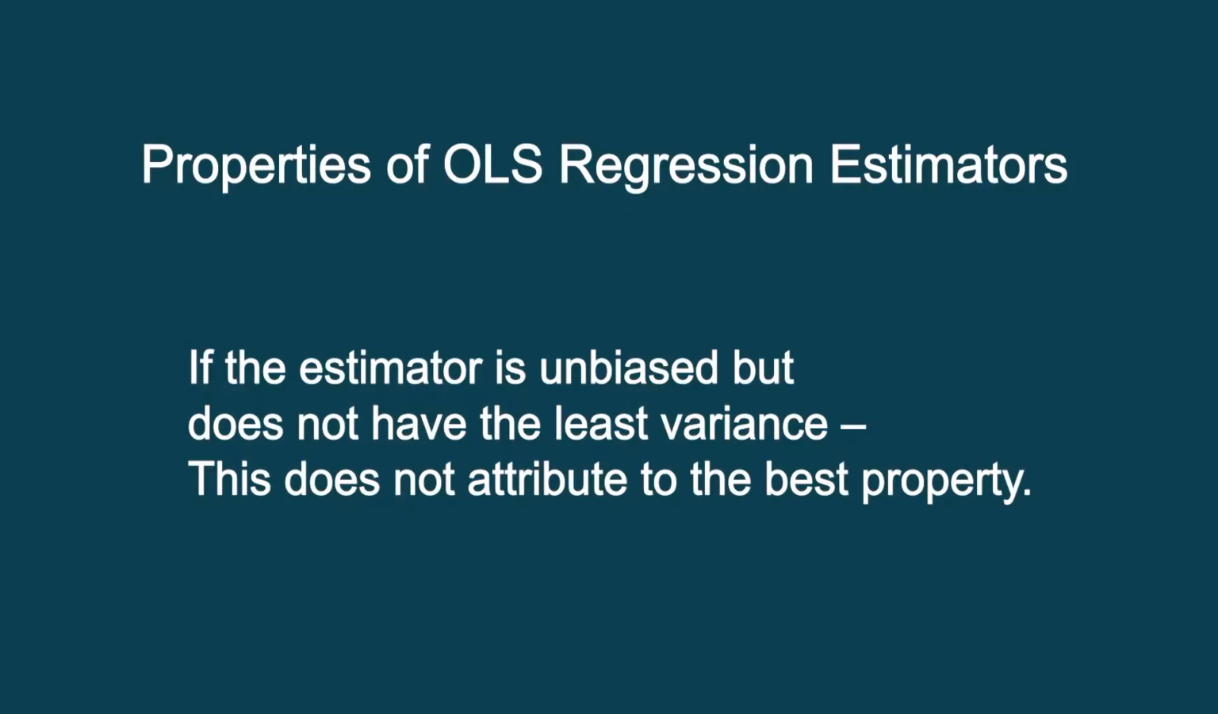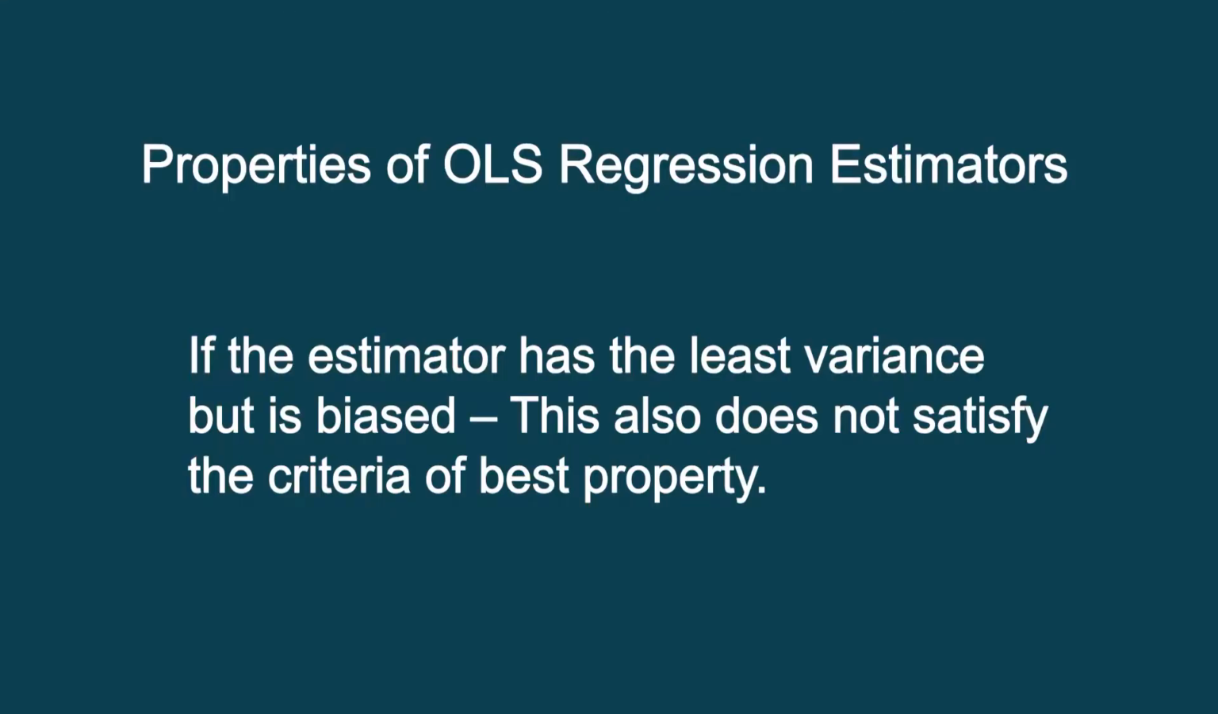Moreover, the variability should be constant. Whenever we consider the variability constant in the OLS assumptions, here we derive the concept of minimum variance. In these three properties, if the estimator is unbiased but does not have the least variance, it does not attain the best property. It may happen that under some assumptions the estimator happens to be unbiased, but it does not satisfy the property of minimum variance. Then we cannot say it is a best property or an efficient estimator.